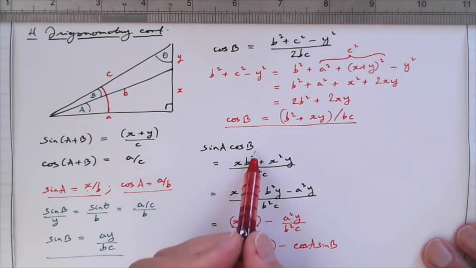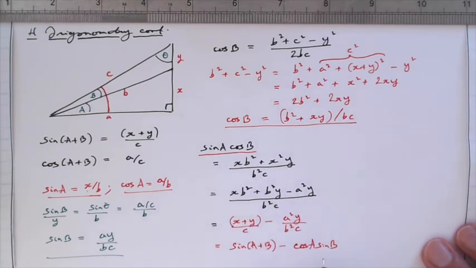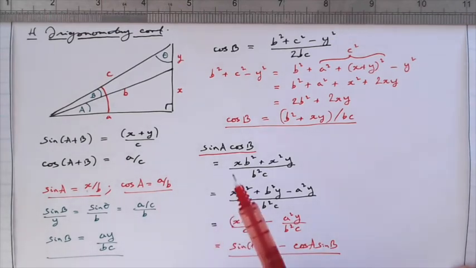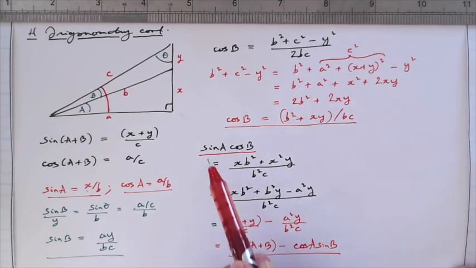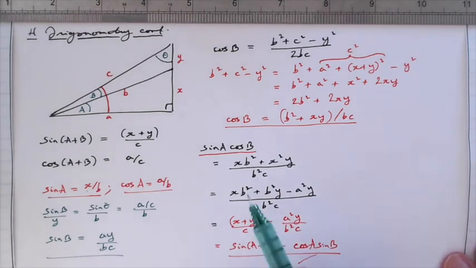So what we've shown is that sine A cosine B is sine of A plus B minus cosine A sine B. And I'm not going to write it out because I don't have space, but taking this over to the other side of the equation would give me the addition formula for sine of A plus B: sine A cos B plus cos A sine B. Perfect.